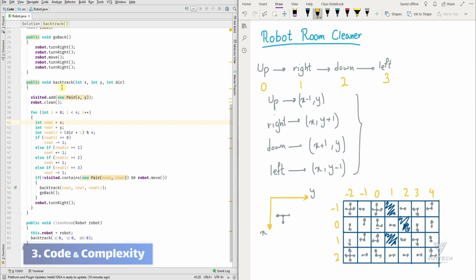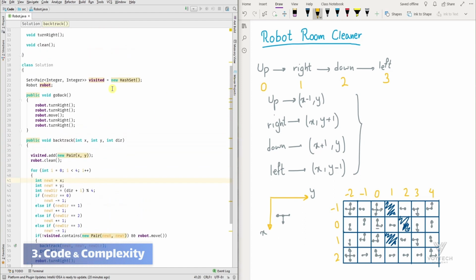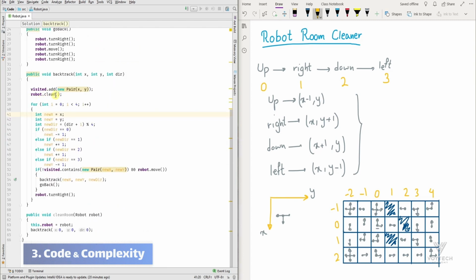Now let's see backtrack. Backtrack takes 3 parameters, x, y, and the direction. And the main movement of the robot happens here. First of all, we add the current position of the robot to the visited. Visited is a hash set that we have for visited cells of the grid. Then we clean that cell with robot.clean, which is a method in the robot interface.